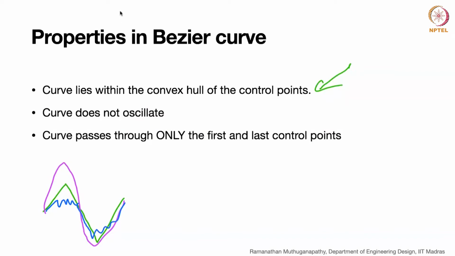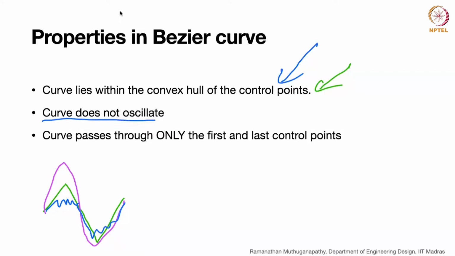There won't be any undue oscillations on that. And also it closely follows the control polygon. This is a very important point, a very intuitive one for you to design that. The convex hull is the one. And the curve does not oscillate, as we have seen, and we'll see why it doesn't oscillate.